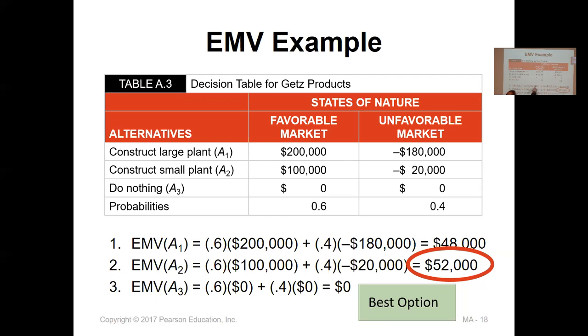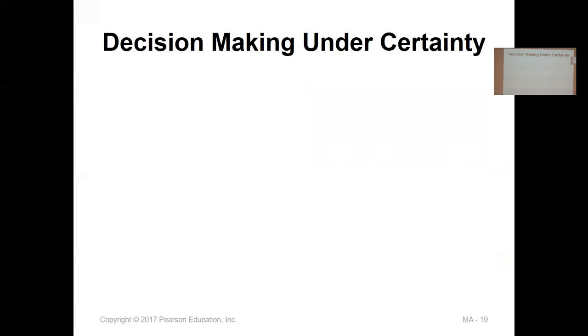Because we didn't do anything in number 3, we're not going to expect any gain. But when we do this calculation in B, the second option, that comes out to 52,000, so that's our best option in an EMV. We'll look at that closer in Excel here, and that'll make more sense.